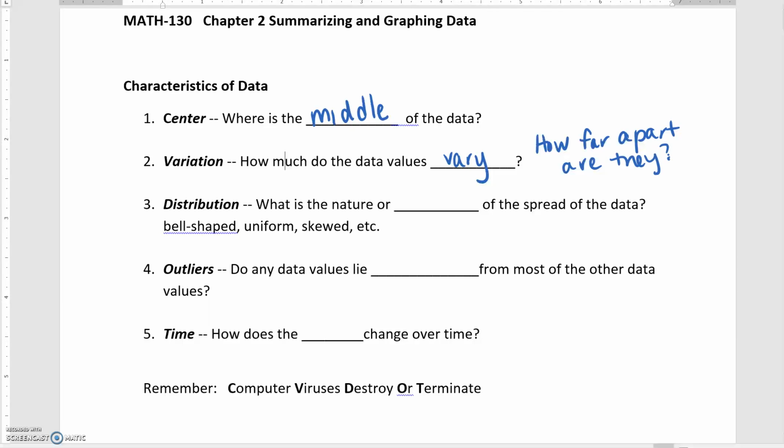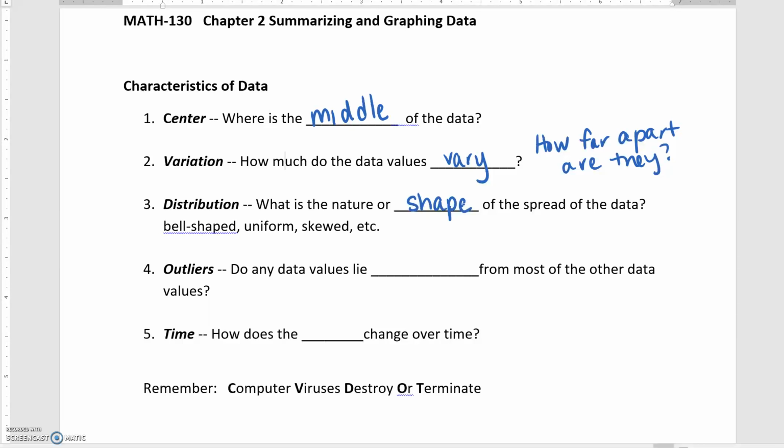The next term is distribution. What is the nature or shape of the data? Is it bell-shaped, uniform, skewed? And we'll learn what all of those terms mean.